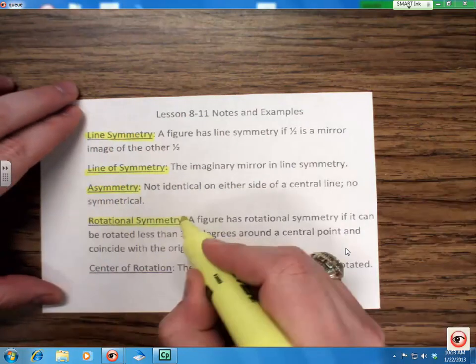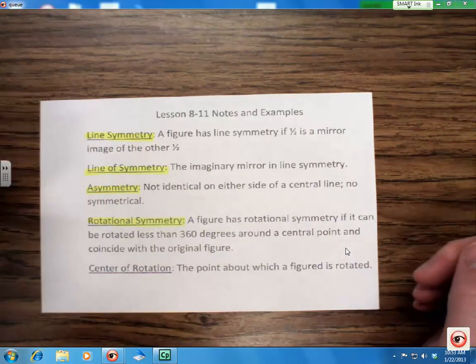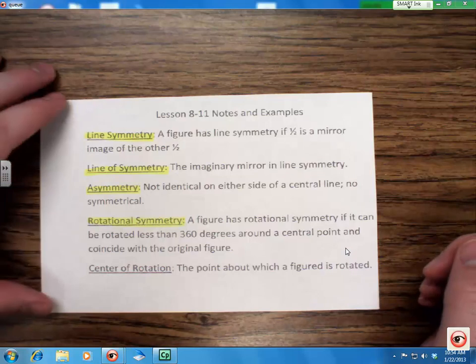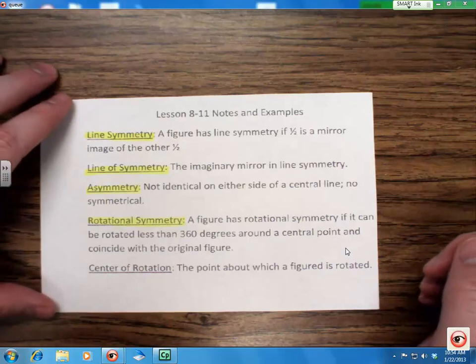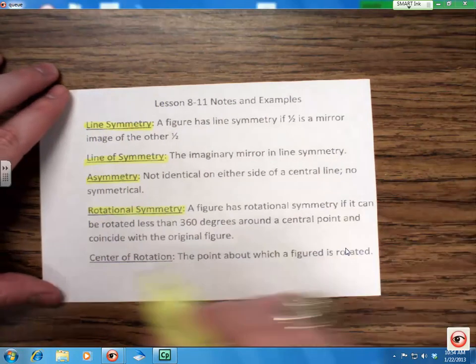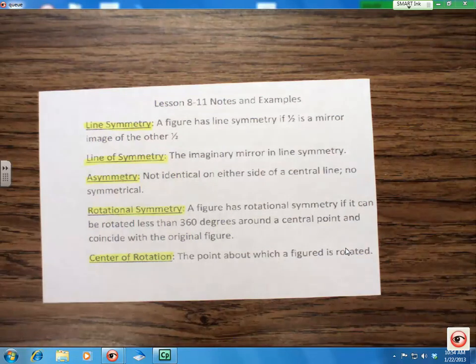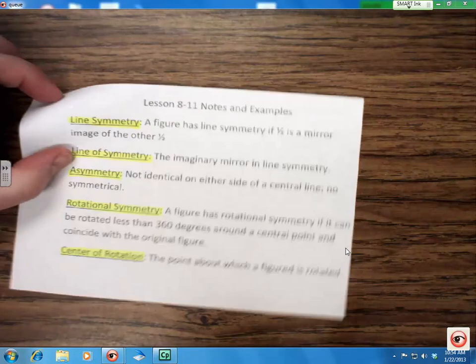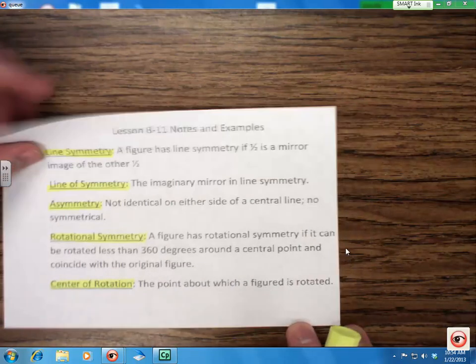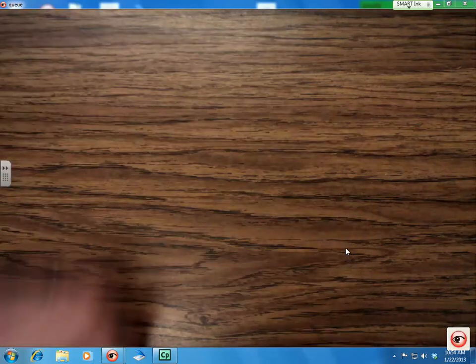Rotational symmetry: a figure has rotational symmetry if it can be rotated less than 360 degrees around a central point and coincide with the original figure. And lastly, the center of rotation is the point around which a figure is rotated. All right, again, we're gonna revisit our 8-11 later. Just want to expose you guys to those vocabulary words.